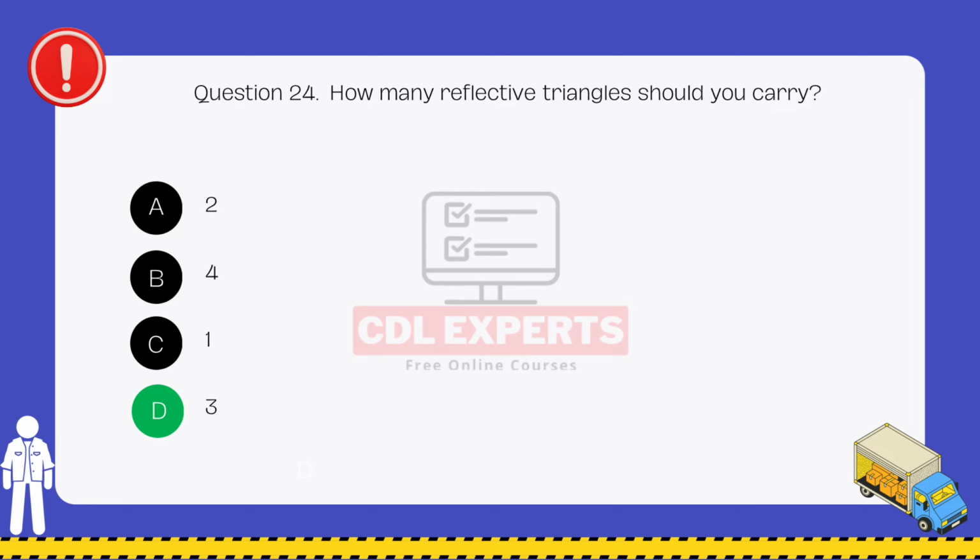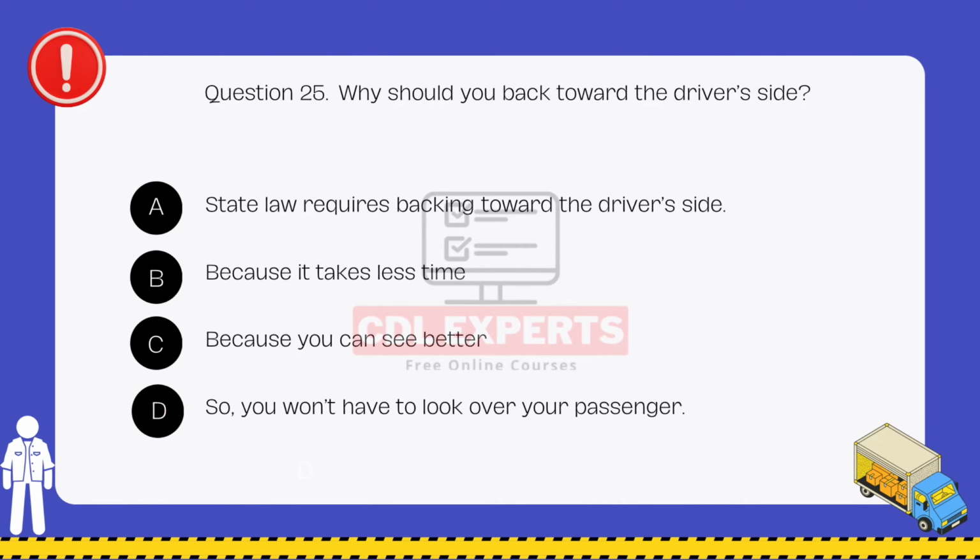The correct option is D. Why should you back toward the driver's side? State law requires backing toward the driver's side because it takes less time, because you can see better, so you won't have to look over your passenger.